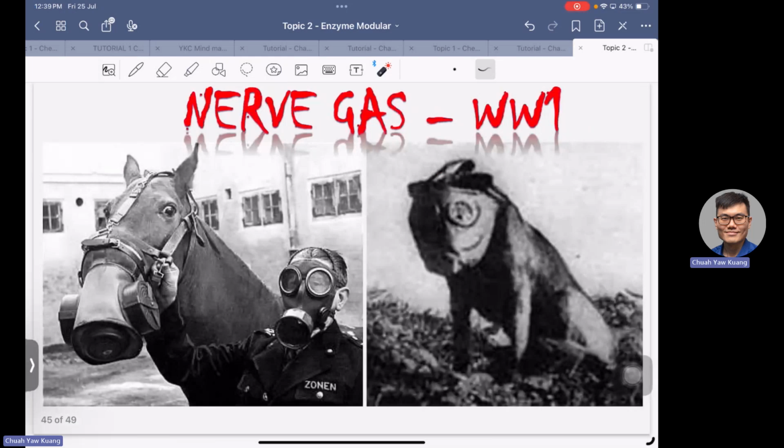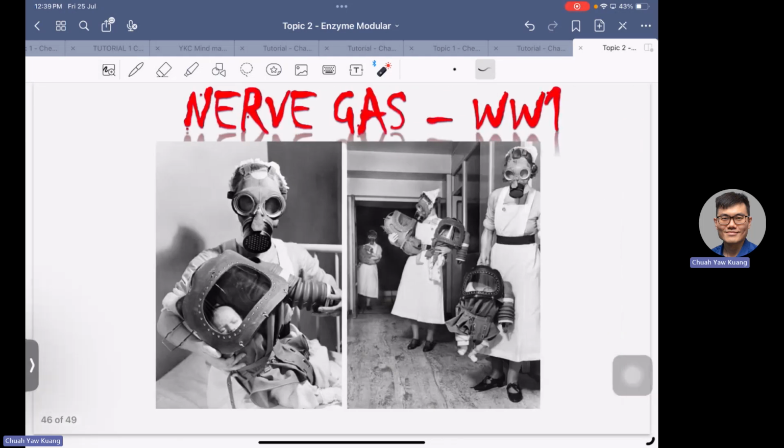And actually, not just the soldiers, all the horses and war dogs also wore the mask. And during that time, one of the hot items was the baby mask also. Because the enemy will not just release the gas bomb in the war zone. They will release it at your home also. So that's one of the hot items.